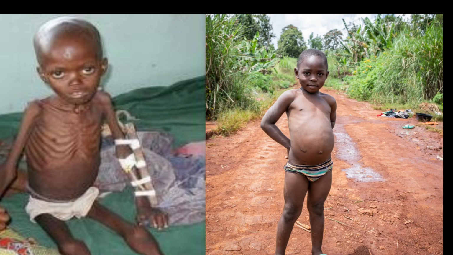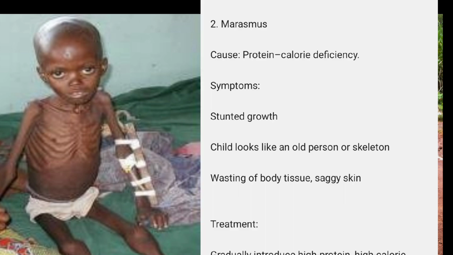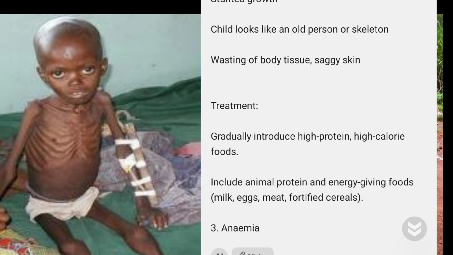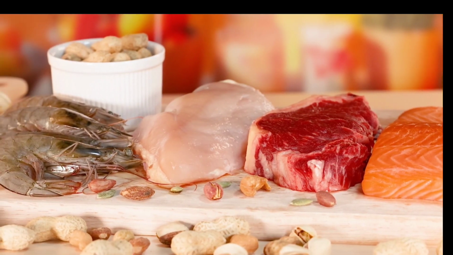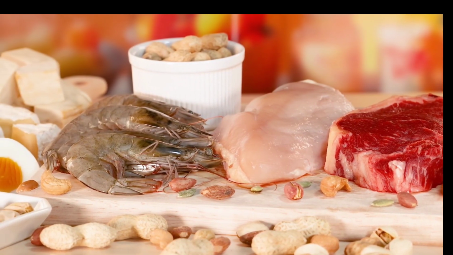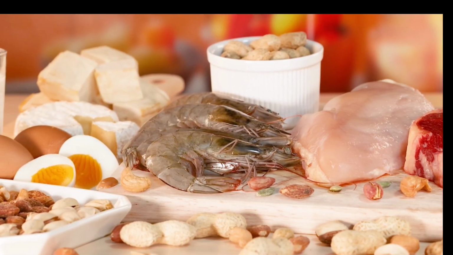The next example of dietary deficiency is marasmus. Cause: protein calorie deficiency. Symptoms: stunted growth, child looks like an old person or skeleton, wasting of body tissue, saggy skin. What's the treatment of marasmus? Gradually introduce high protein, high calorie foods. So, include animal protein and energy giving foods, example milk, eggs, meat, fortified cereals.